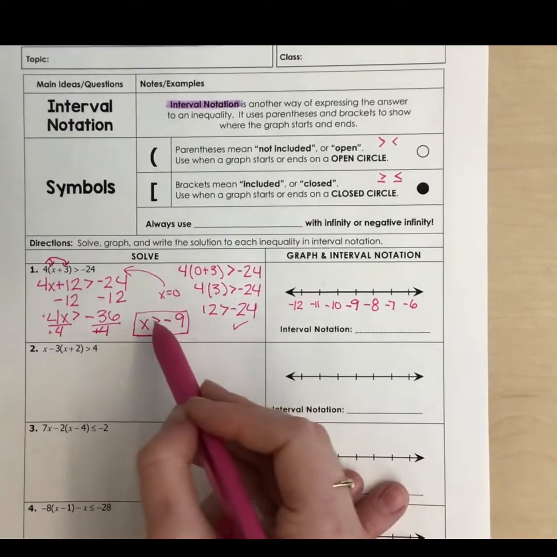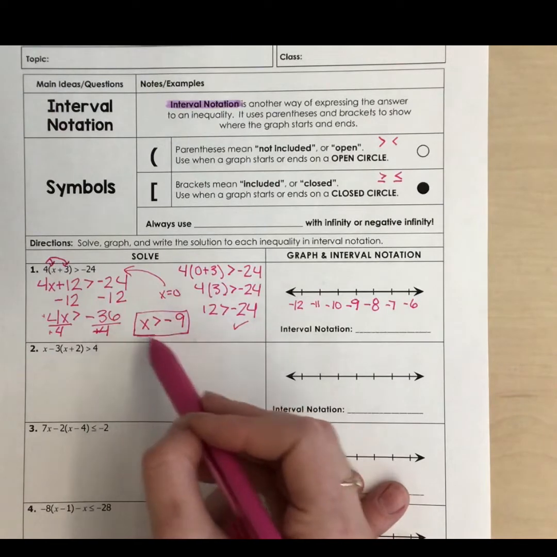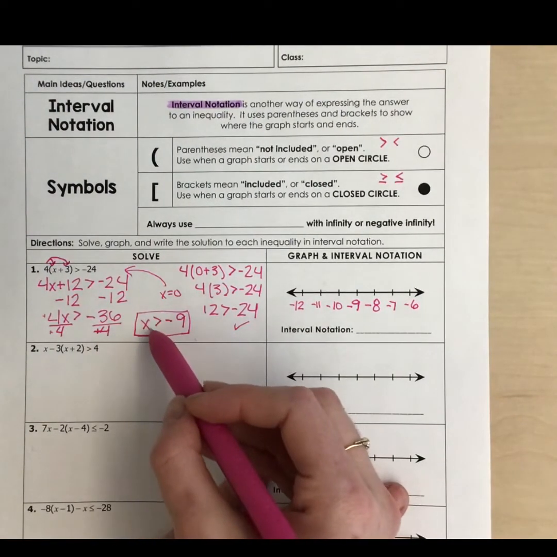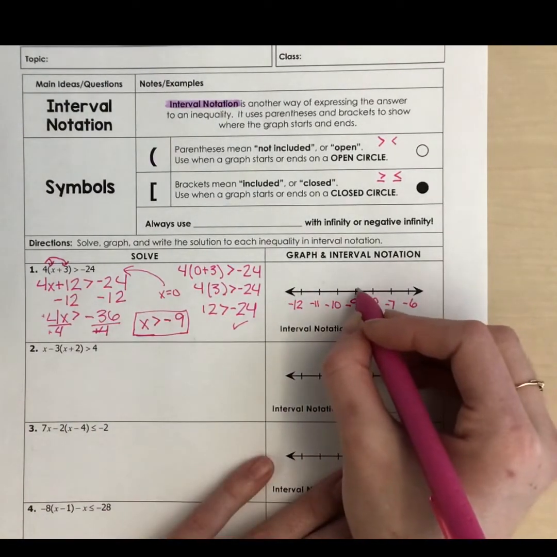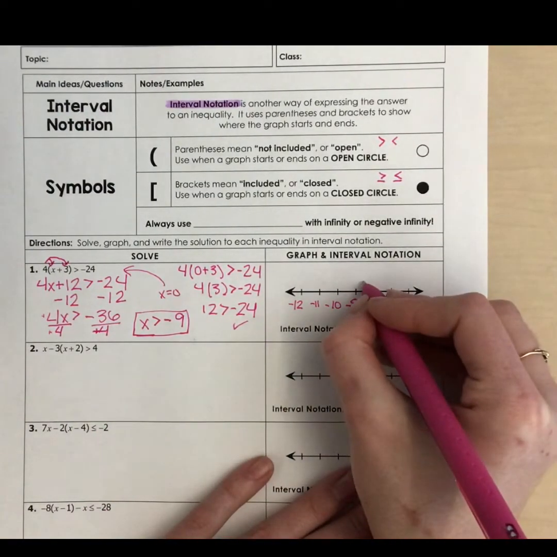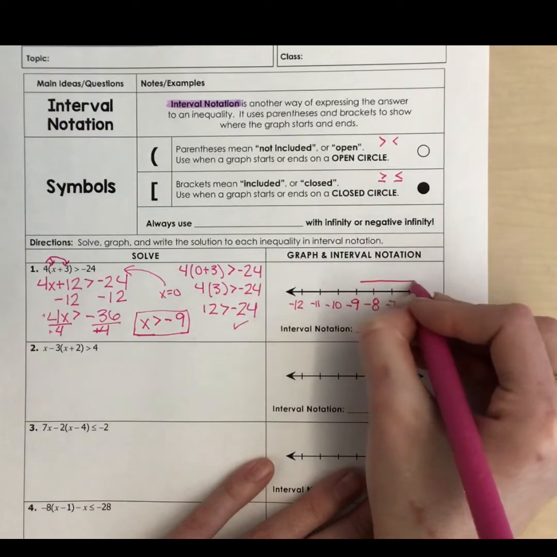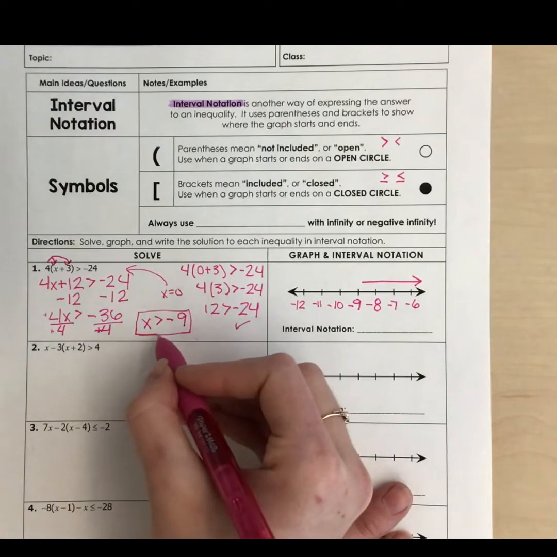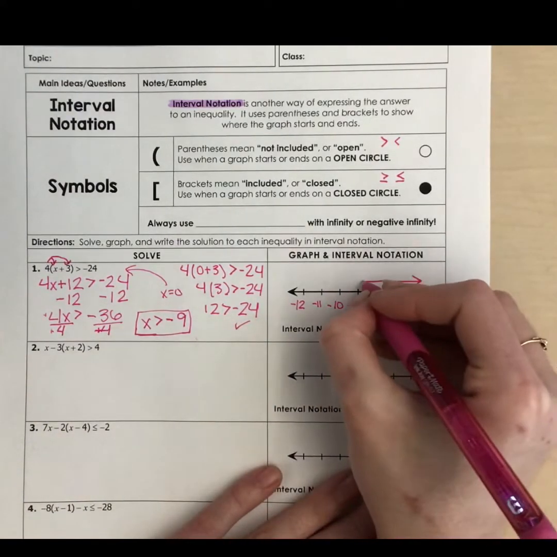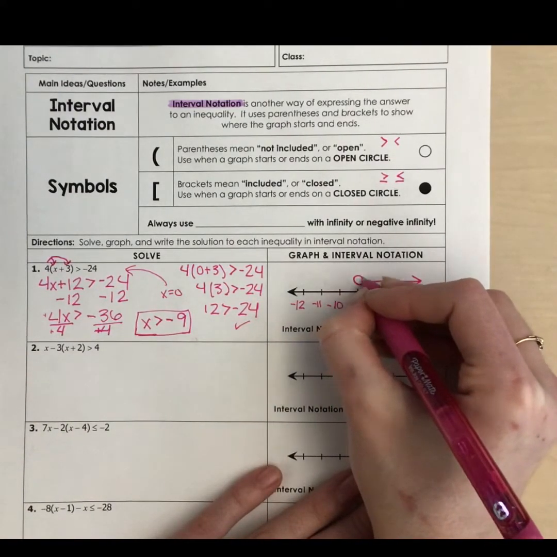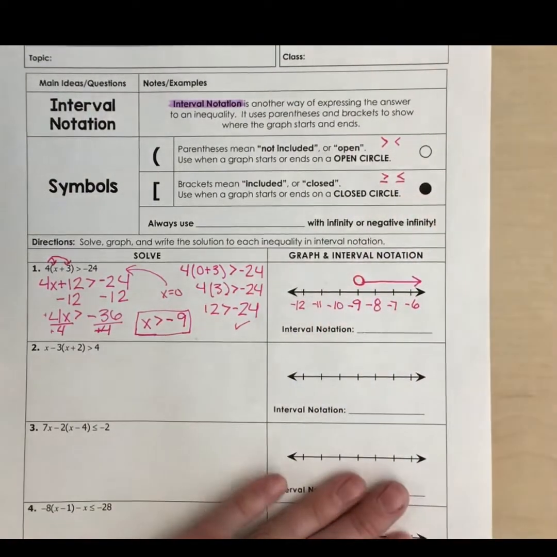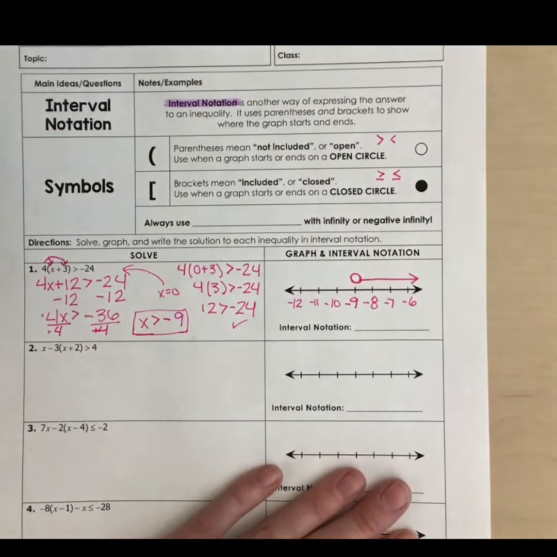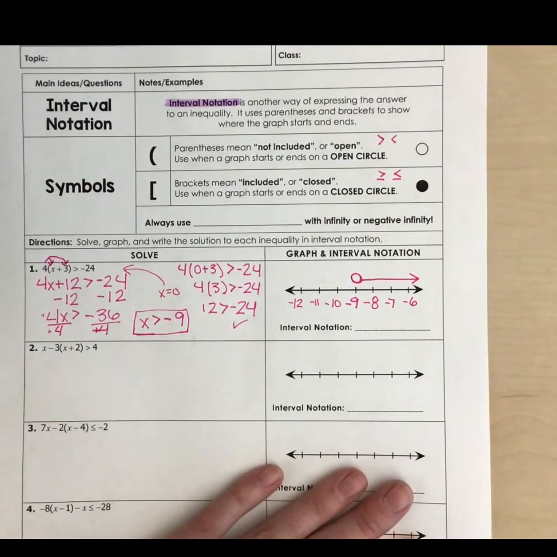Now the tricky part comes with knowing what type of graph to draw with this. So if I have x is greater than, that means that we said all the numbers greater than negative 9. So we know we're going to be going this way to the right, where numbers get bigger. But this is not equal to. So that means that negative 9 is not included, and we're going to use that open circle that we talked about up here. When that number is not included, or we're using greater than or less than, we will use the open circle. So we have our graph done.